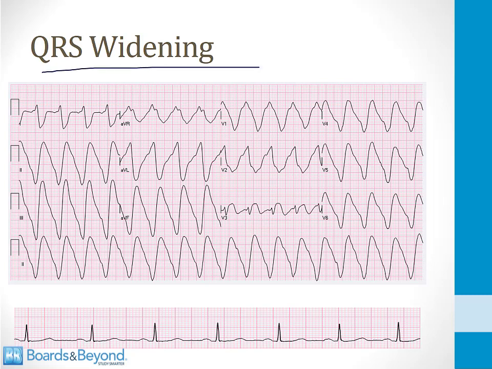This is a patient who developed acute renal failure and had a potassium level of 9. A normal level is 5 or less. You can see that these QRS complexes are just enormous compared to normal QRS complexes, which I've shown at the bottom of the screen for comparison. If you ever see very, very wide QRS complexes like this, it's almost always due to hyperkalemia.